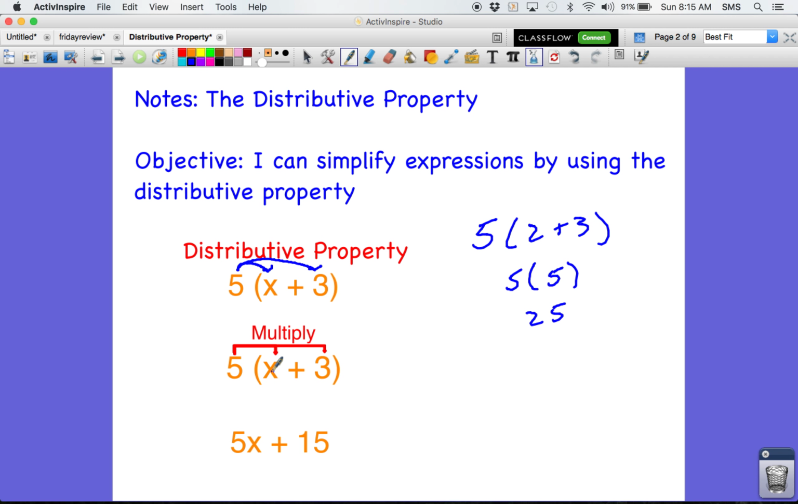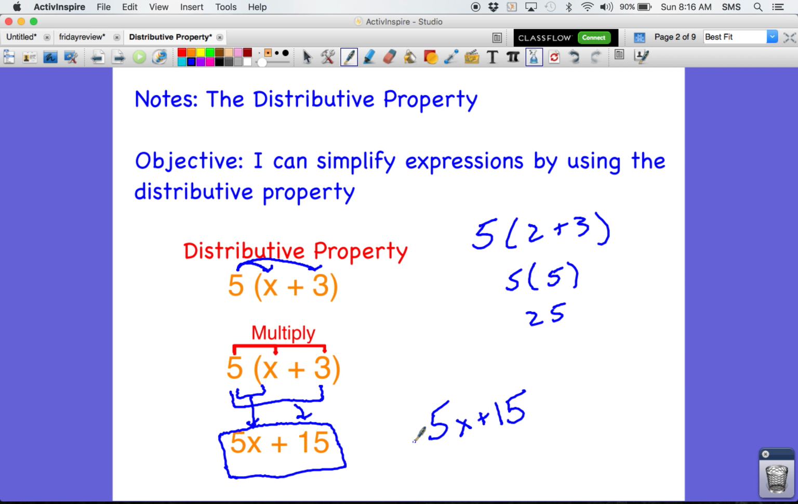I'm taking 5 and multiplying it by x. We indicate that as 5x, because this is just 5 times x. I'm also taking 5 and multiplying it by 3. 5 times positive 3 is positive 15. So I have 5x plus 15. I can't simplify this anymore because there are no like terms, and I'm done. The reason we like 5x plus 15 more is because there are no parentheses. I can't do any mathematical operations to simplify this further, so this will be my final answer.